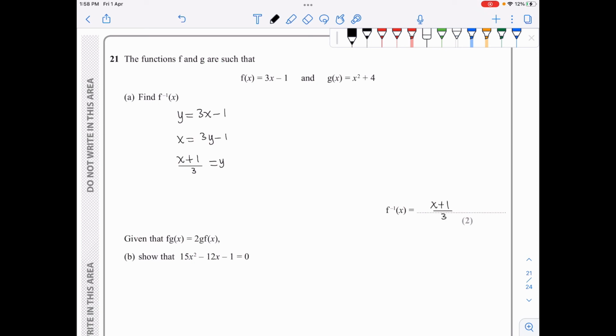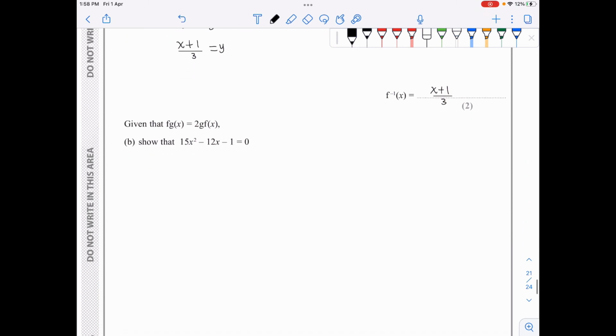Now, in part B, given that f of g of x is 2g of f of x, I need to show that 15x squared minus 12x minus 1 is 0. I will start by finding what f of g of x looks like, which is f of x squared plus 4, which is 3 times x squared plus 4 minus 1, which leads to 3x squared plus 12 minus 1, which is 3x squared plus 11.